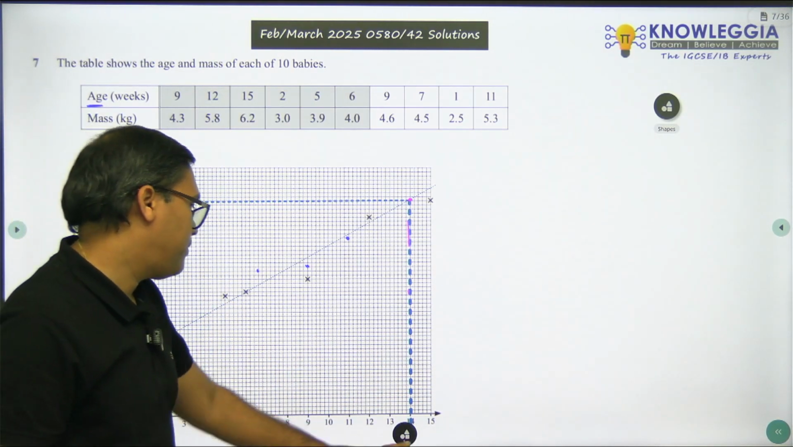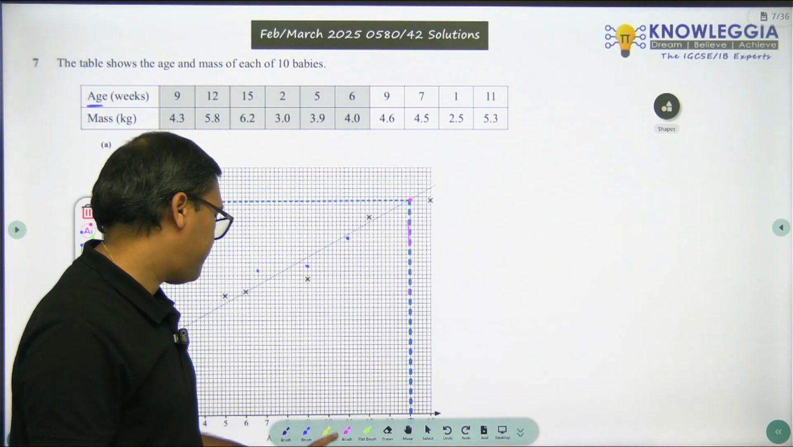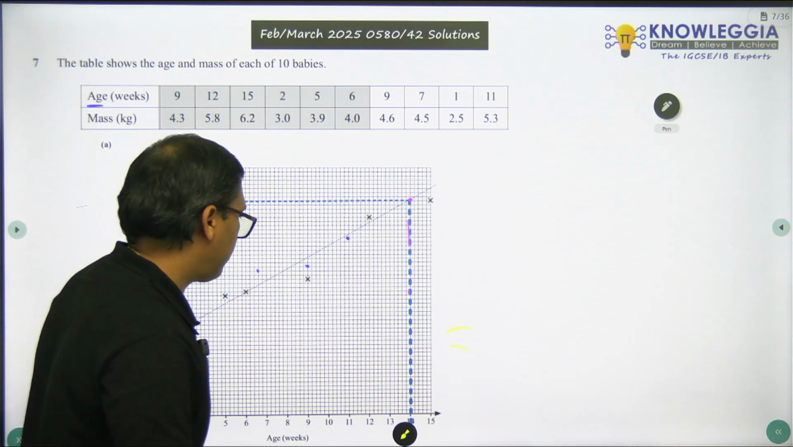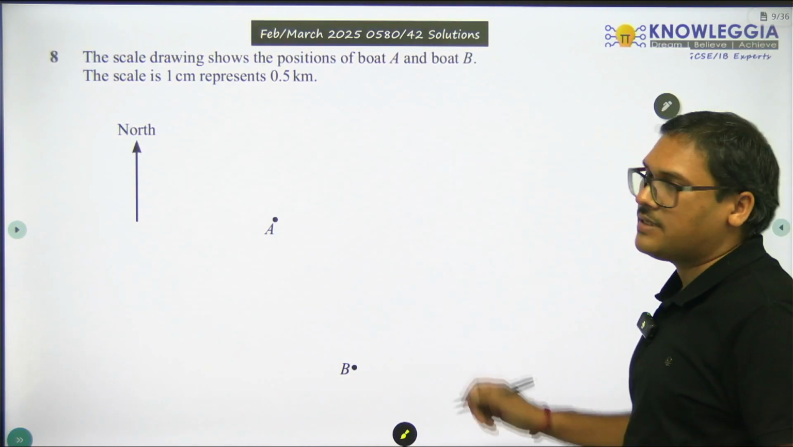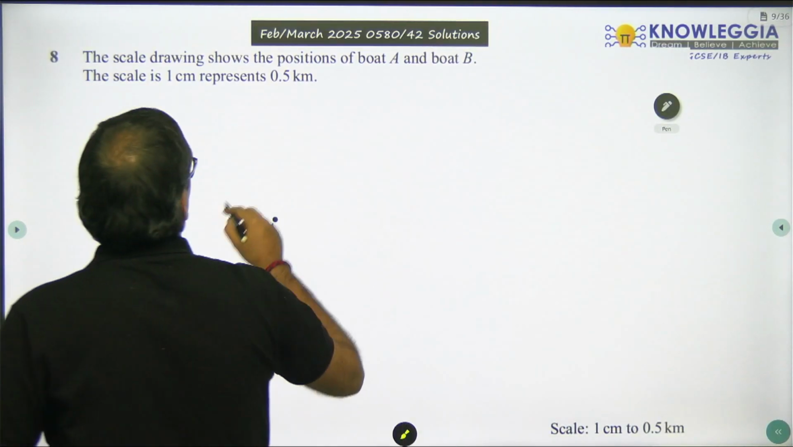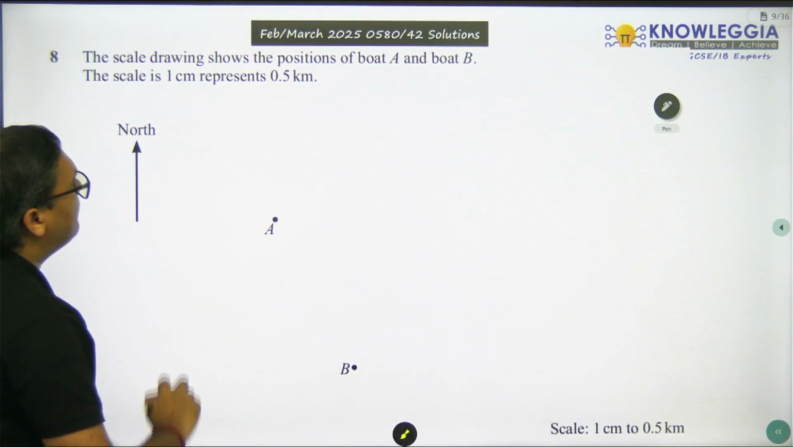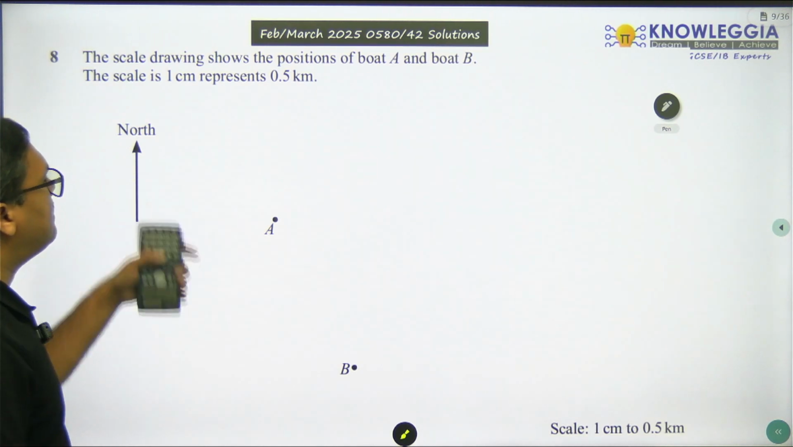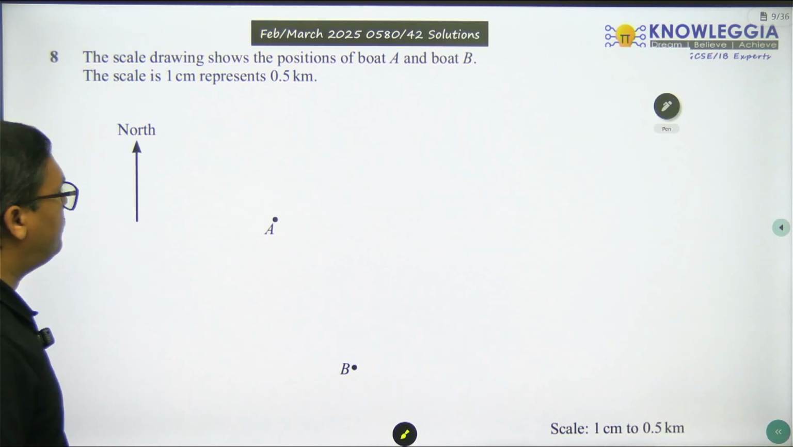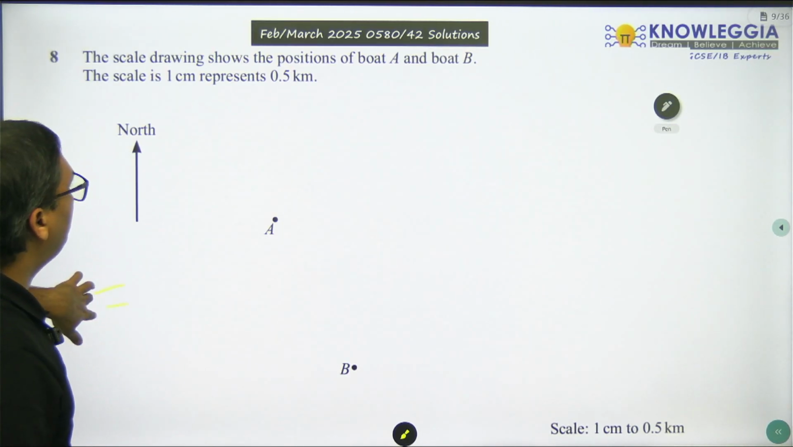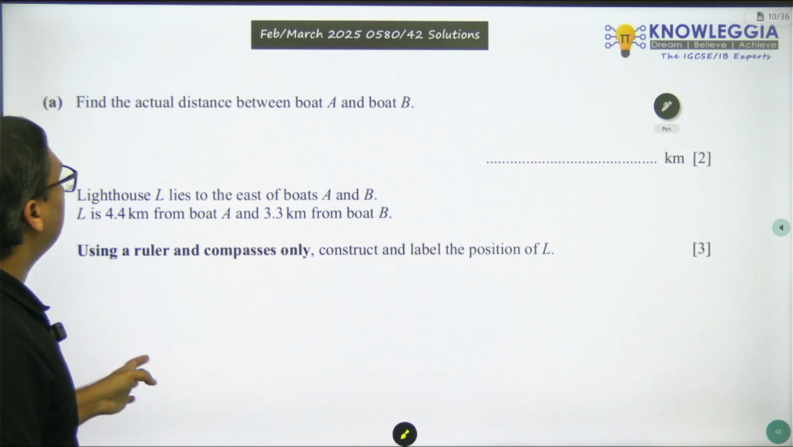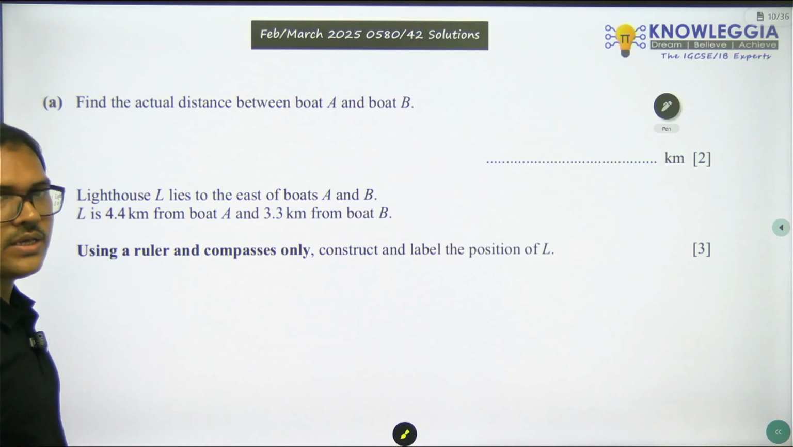Okay. So now let's move to the next question. This is a scale drawing which shows the position of both A and both B. Scale is 1 centimeter equal to 0.5 kilometers. The question here is find the actual distance between both A and B.